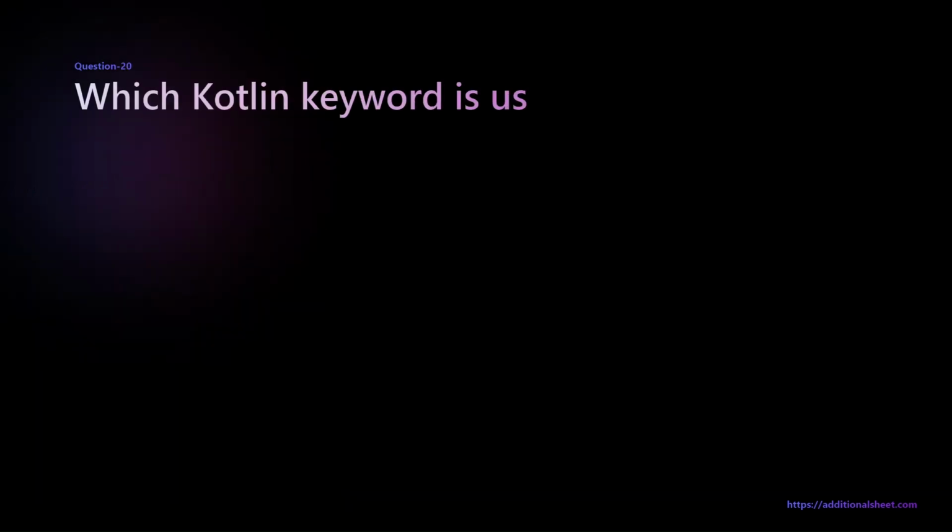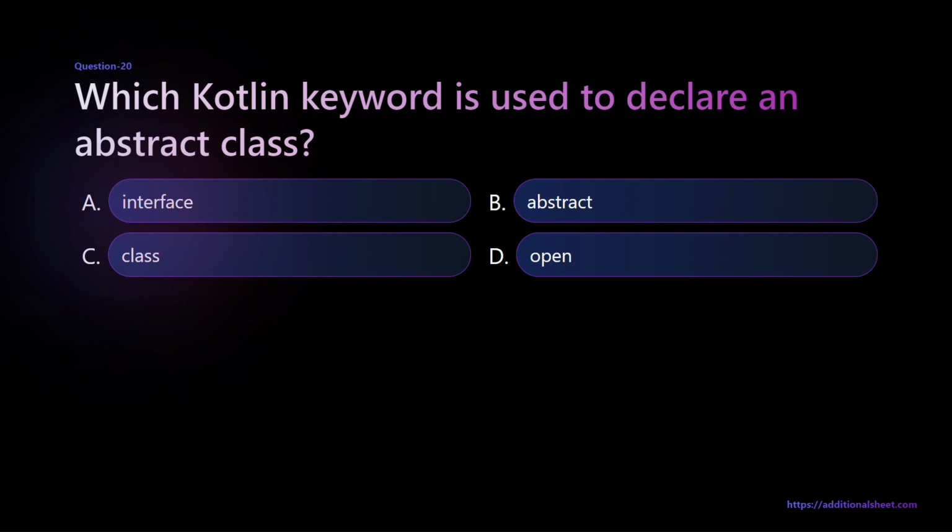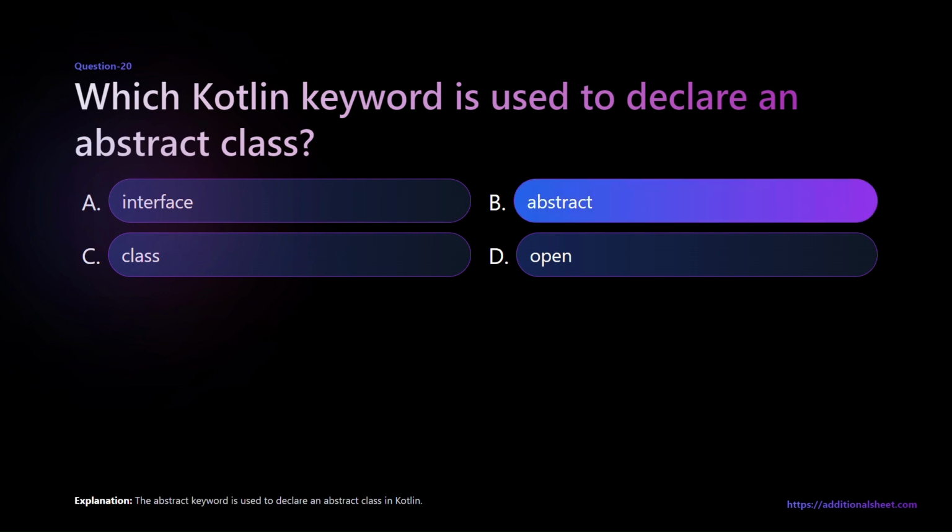Which Kotlin keyword is used to declare an abstract class? Option A, interface. Option B, abstract. Option C, class. Option D, open. The correct answer is option B, abstract.